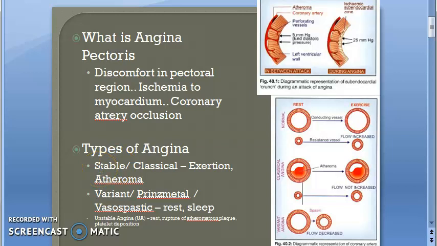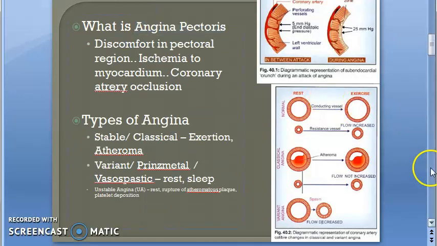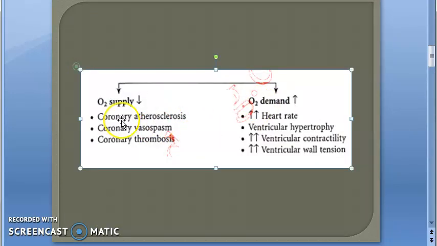Don't confuse these two at least. Stable, classical, then you have variant, Prinzmetal or vasospastic. This much you should know. Then moving on. Oxygen supply can be less because of coronary atherosclerosis, coronary vasospasm, coronary thrombosis. Oxygen demand can be more because of increased heart rate, ventricular hypertrophy, increased ventricular contractility, increased ventricular wall tension. Because of these reasons, oxygen demand can be more.